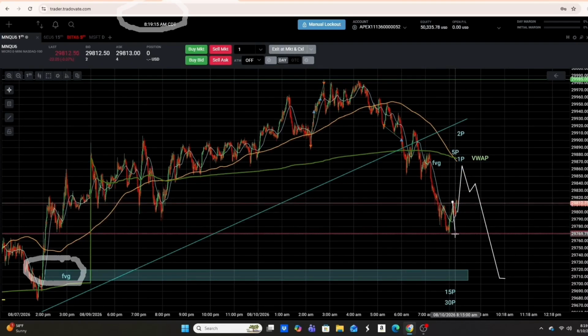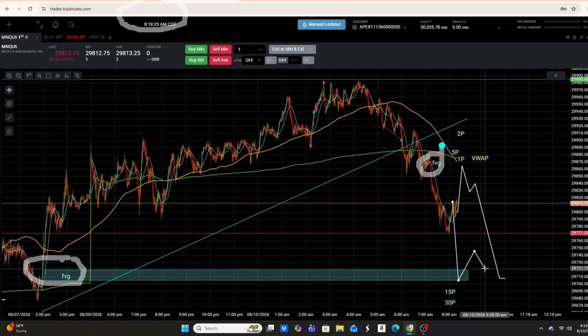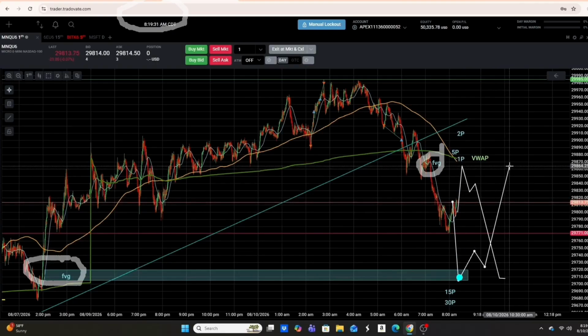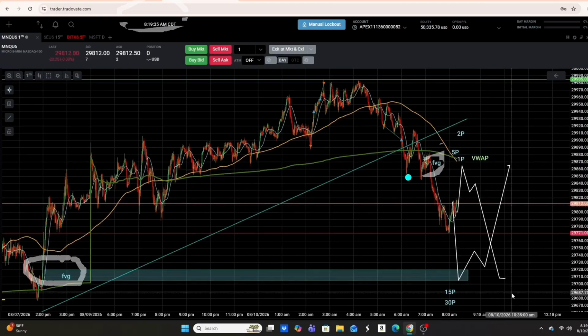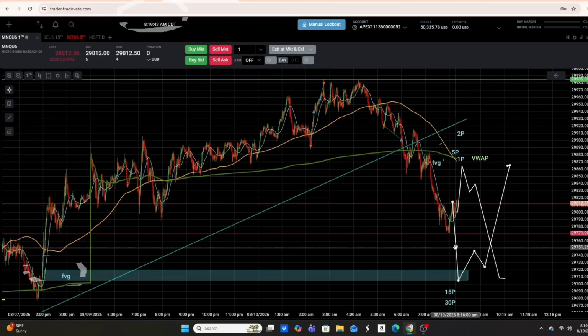down into it, or come down to this, into it first, and then go up into this gap up here, into this fair value gap. One of those two. Price is probably going to either come up, come down, or come down to here and then go up. So let's take a look at what happens, folks. We're ready. This is pre-market. 8:19. Pre-market, we are ready for what price is going to do, right?